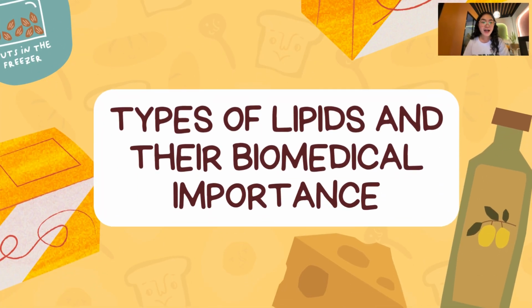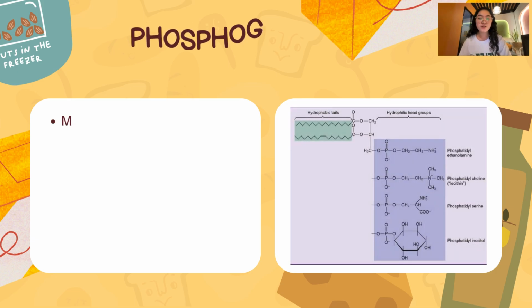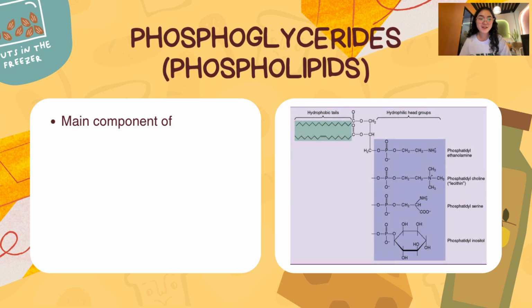Now that we've looked at how lipids function in energy storage in membranes, let's zoom in on the three major types of lipids and their biomedical roles. These are phosphoglycerides, sphingolipids, and steroids, each playing unique and crucial functions in the body. So first is phosphoglycerides, also called phospholipids.